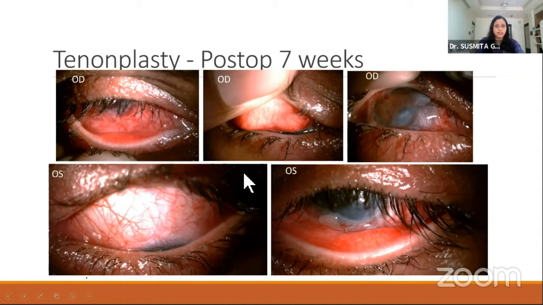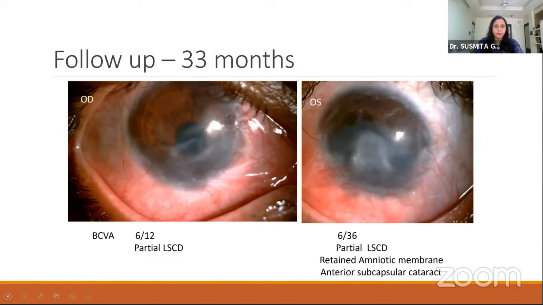At about 2 months, as you can see, the surface is vascularized and there is no symblepharon anywhere. And this is the follow-up of the same patient close to 2 years later. He had 6/12 vision in the right eye with partial LSCD. The left eye vision was 6/36. Here also there is some partial LSCD with some retained amniotic membrane, and also some anterior subcapsular cataract.